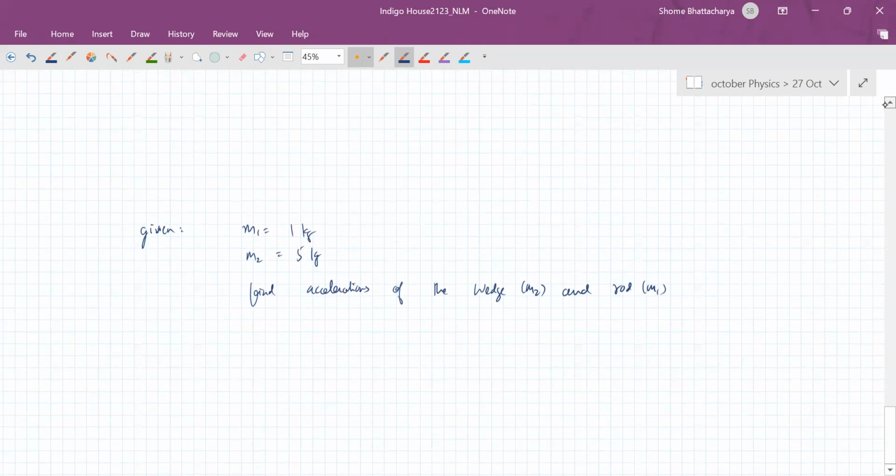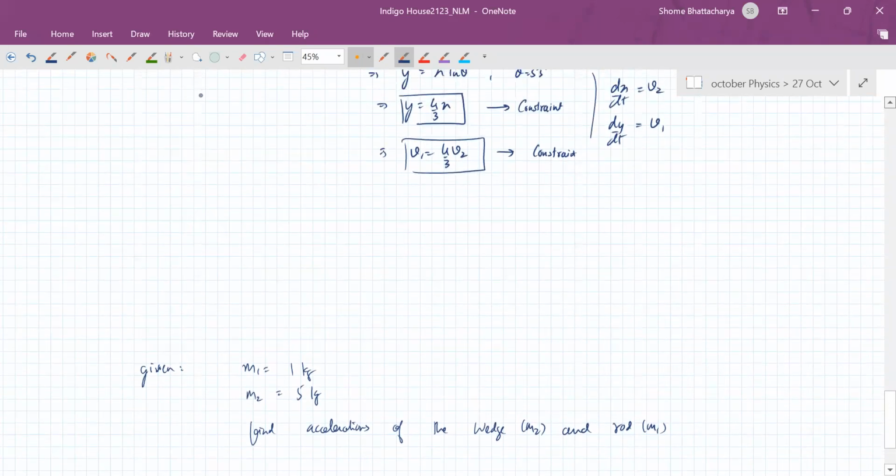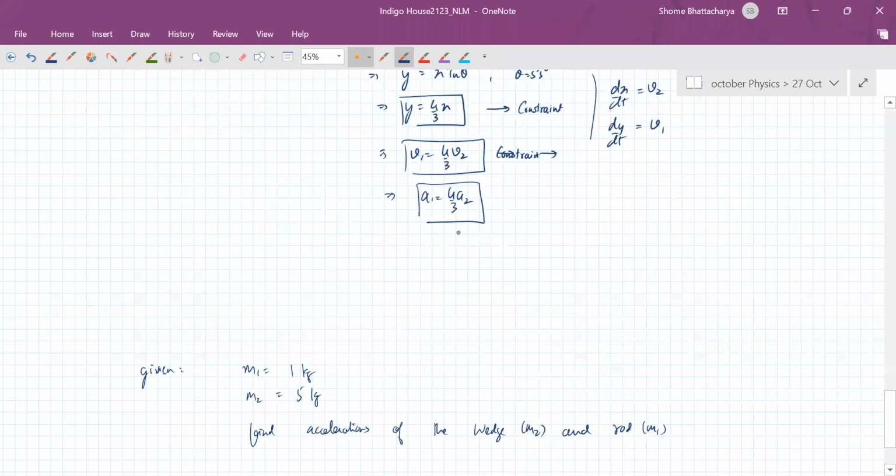If we come down to the accelerations now, we'll have to use the same constraint relation. If these have instantaneous velocities v1 and v2 at some point of time, they will also have accelerations. This one will be accelerating a2 like this, whereas this one will be accelerating a1 like this. So differentiate this one more time and we will get a1 is equal to 4 by 3 a2. For working out the next part, this will become the first equation, which is the constraint relation.